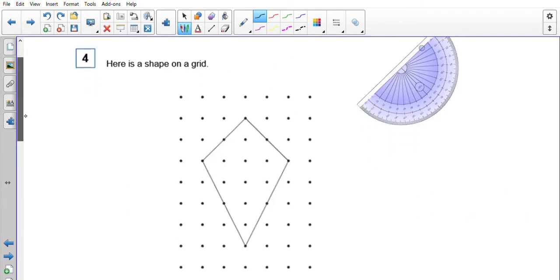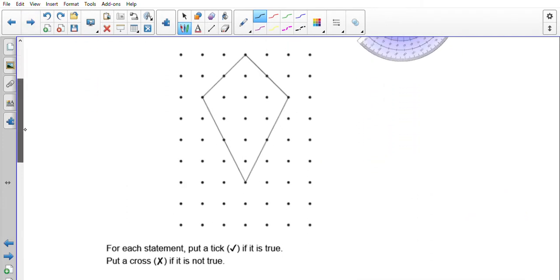Question number 4. We have a shape and a grid. Okay, so looking at this, let's look at some facts of it first. It's a quadrilateral, it has 4 sides. I can spot an acute angle, I can spot 2 obtuse angles. So I'm going to put an A, I'm going to put an O and an O. And this one here, because it goes dot to dot to dot on isometric paper, that's actually going to be a 90-degree angle at the top there.